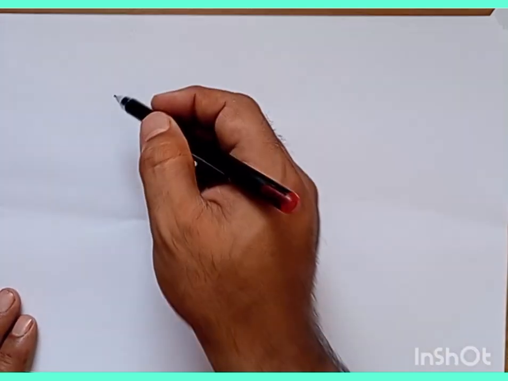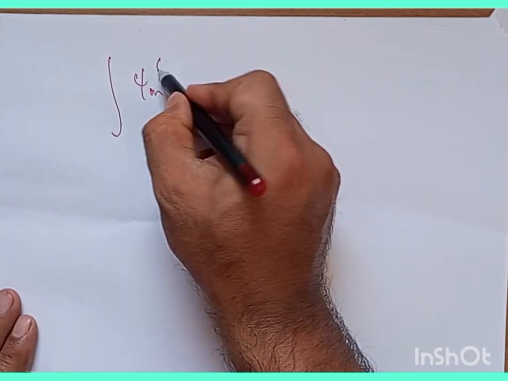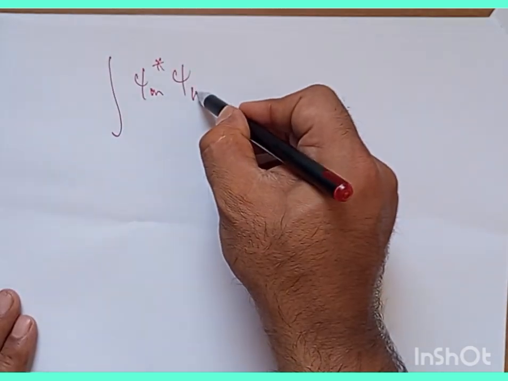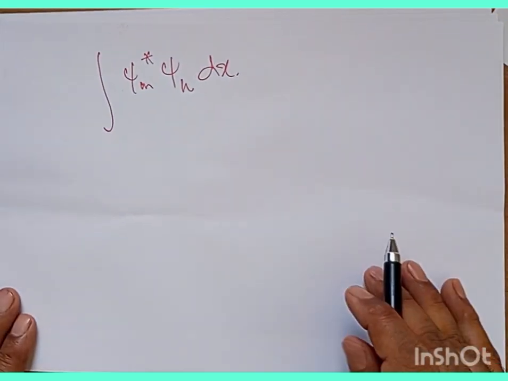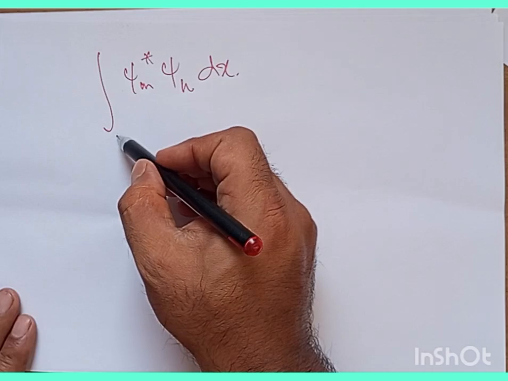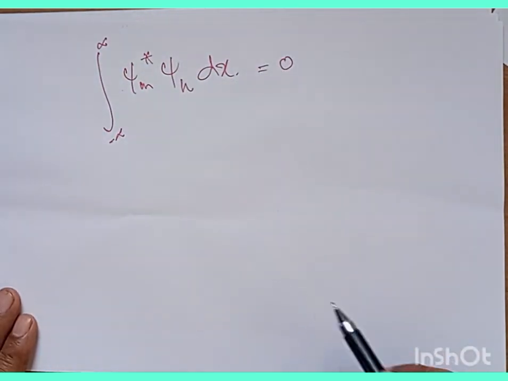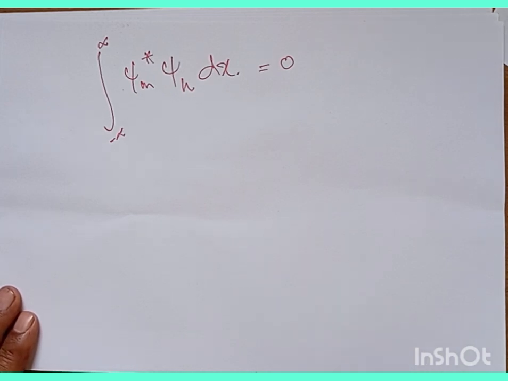Now, in order to exploit the situation here in terms of the wave function, suppose we have some state as psi m star and some ground state as psi n dx. Now, if this integral for the given problem, say if I choose it from minus infinity to infinity, comes out to be 0, then we say that these wave functions are obeying the condition of orthogonality.